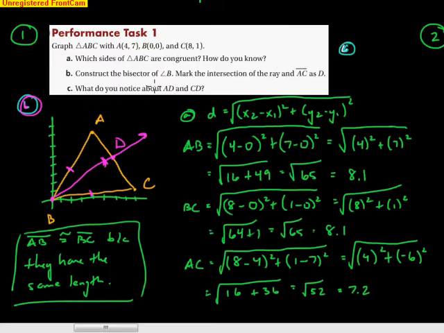What do you notice about AD and CD? Well, it's very tough to see because we're not exact, but it looks like D is right in the middle of A and C. So, it looks like AD and CD are the same length.